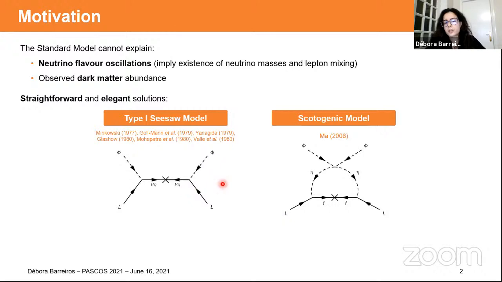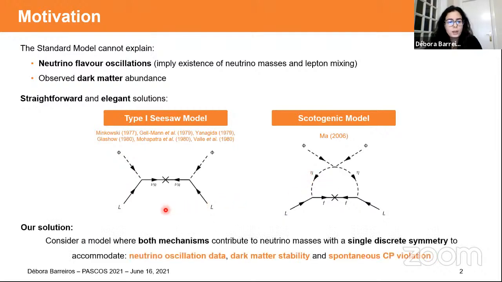But if we want to consider dark matter as well, then we may look at some kind of scotogenic model, where neutrino masses are generated via the exchange of some dark particles at the radiative level. In this particular work, we considered a model where both mechanisms contribute to neutrino masses, and we added a single discrete symmetry in order to accommodate neutrino oscillation data, dark matter stability, and also spontaneous CP violation.